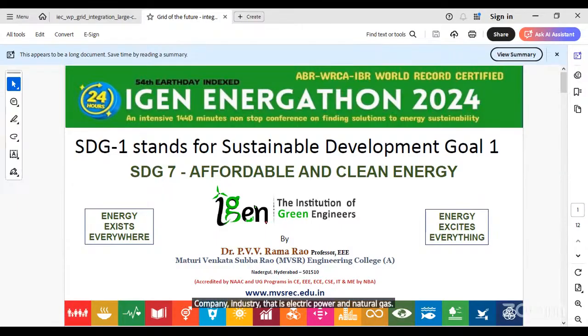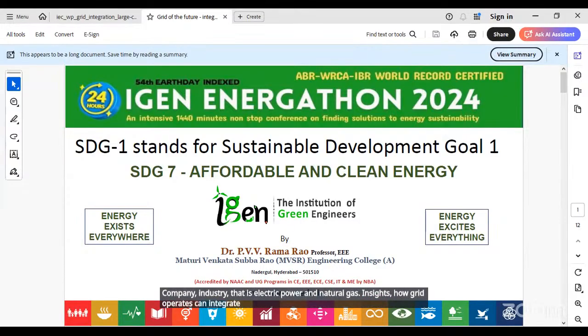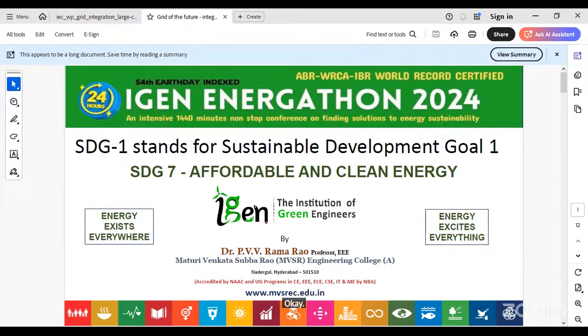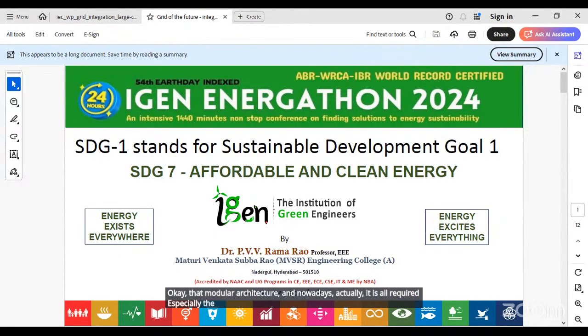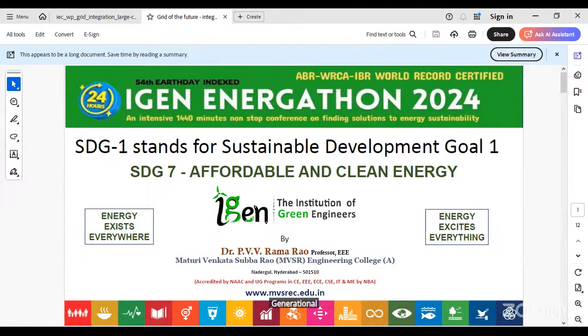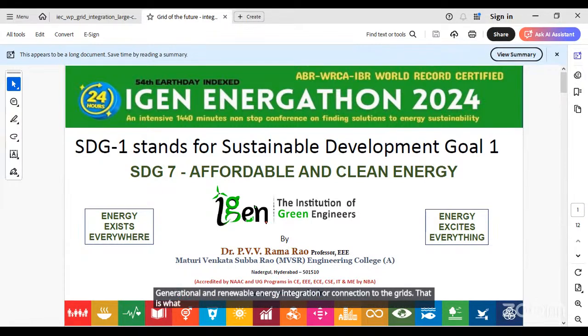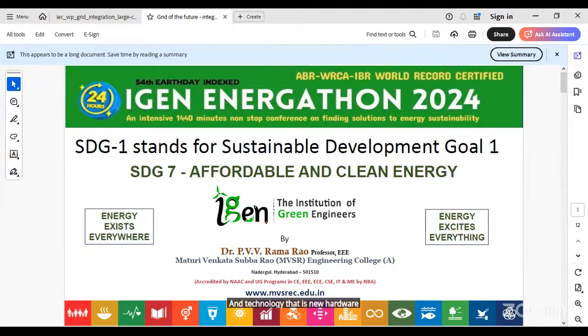Insights on how grid operators can integrate. Then modular architecture, and nowadays it is all required, especially what we call grid-friendly renewable energy generation and renewable energy integration or connection to the grids. That is very much important. In the grid application process, one has to take care of technology, that is new hardware, IoT, emerging technology, AI, and all, for management, monitoring, and storage solutions.